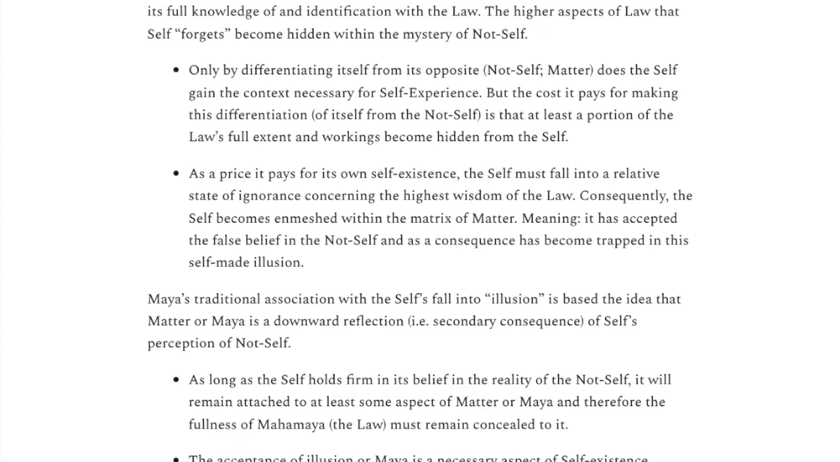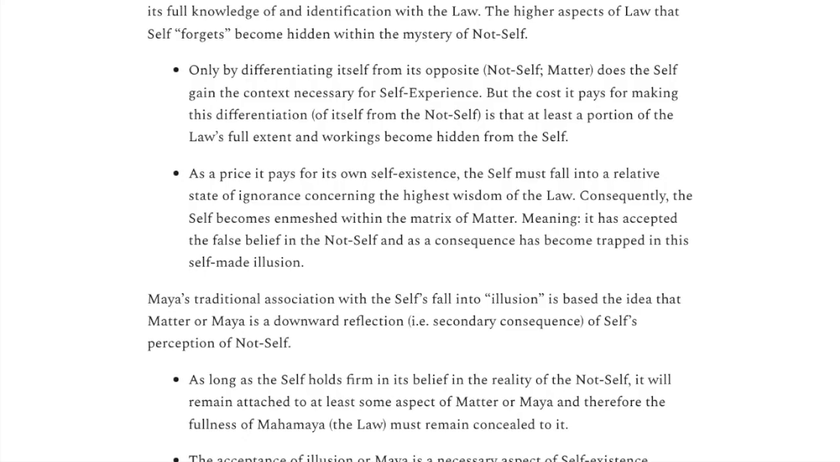But the cost that the self pays for making this differentiation of itself from the not self is that at least a portion of the law's full extent and workings become hidden from the self, or from the self's awareness. It doesn't identify with them. It has not accepted them as a fact of consciousness, so they remain not part of the not self. As a price it pays for its own self-existence, the self must fall into a relative state of ignorance concerning the highest wisdom of the law.